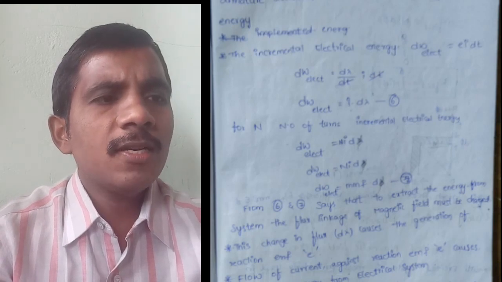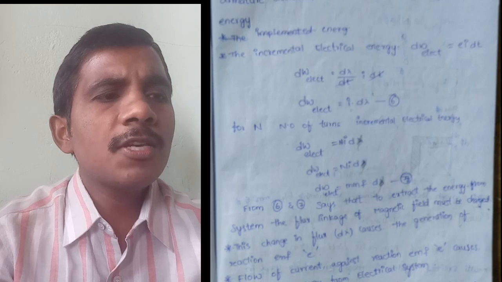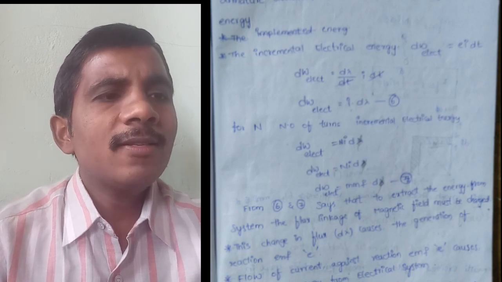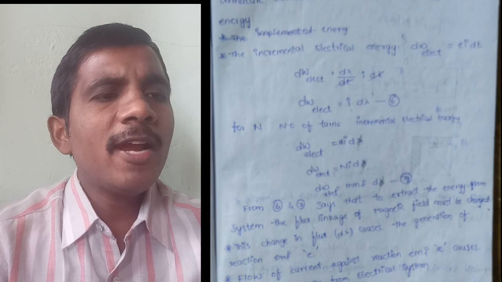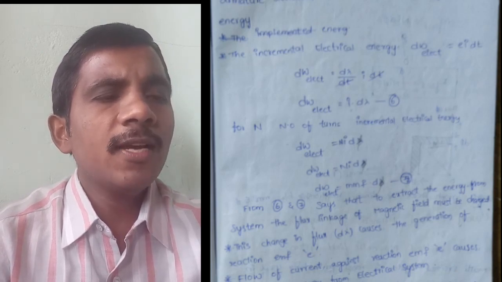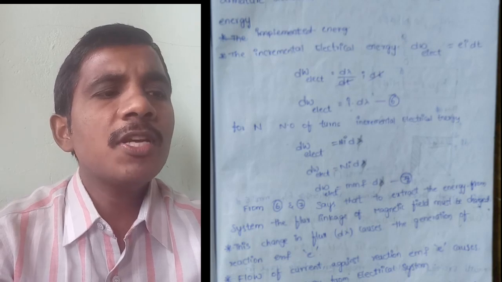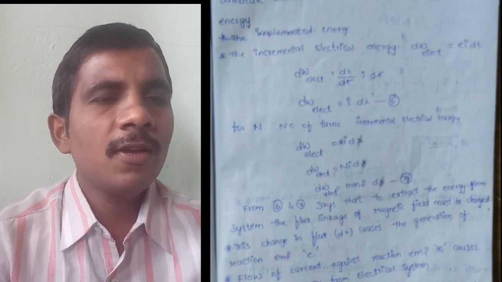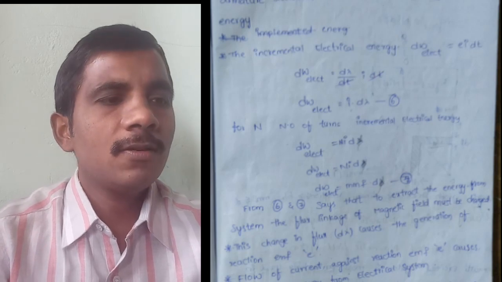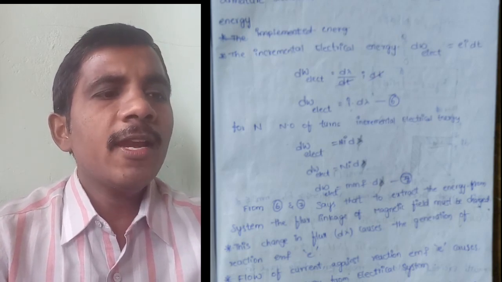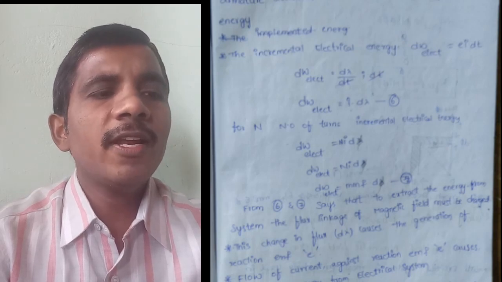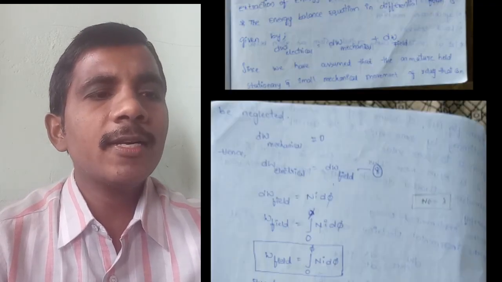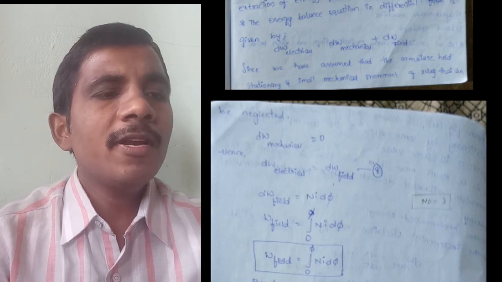From equations 6 and 7, to extract the energy from the system, the flux linkages of the magnetic field must be changed. This change in flux d lambda causes the generation of reaction EMF E. The reaction EMF, in the case of DC motors, is the back EMF. Back EMF will be covered in the next DC motors topic. Flow of current against the reaction EMF E causes extraction of energy from the electrical system. The energy balance equation in differential form is given by dW electrical equals dW mechanical plus dW field.